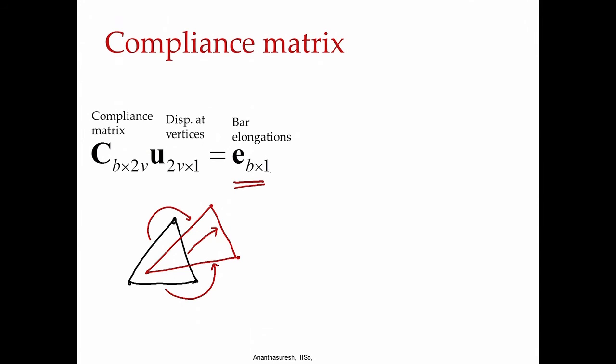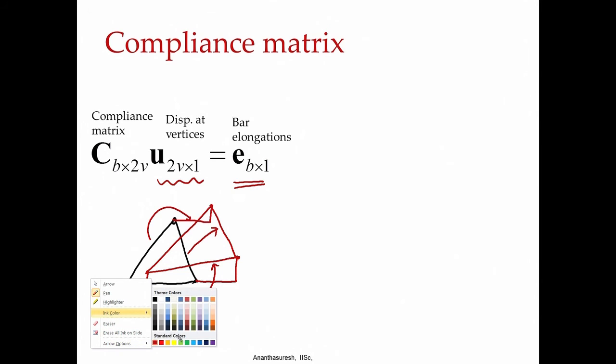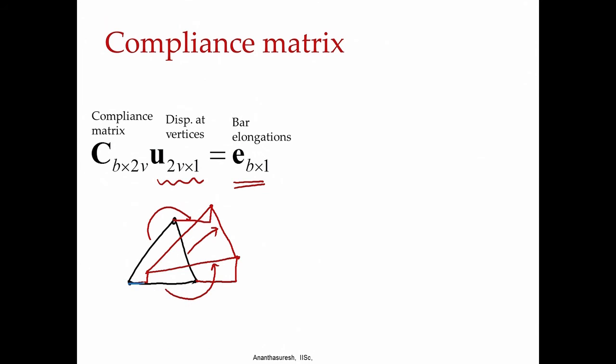So, there are these elongations. These bar elongations can be compared to or related to the vertices' displacements. For example, this one has x displacement, y displacement, this has x displacement, y displacement, this has x displacement, y displacement. Let me draw them with a different color. So, you can see x displacement, y displacement for the vertices. That is why its size is 2v by 1.